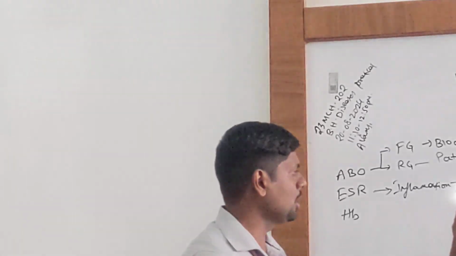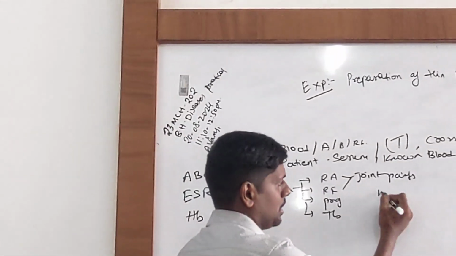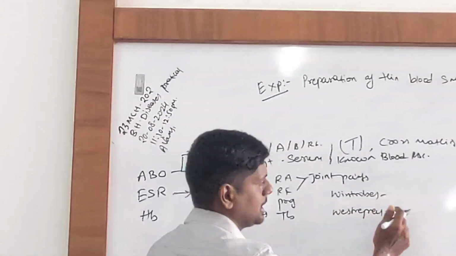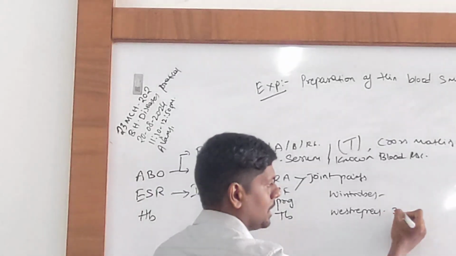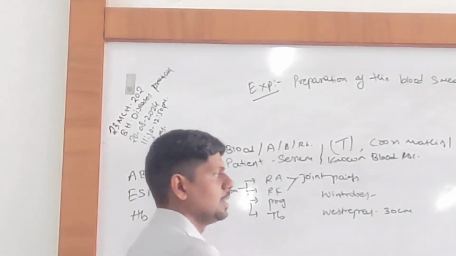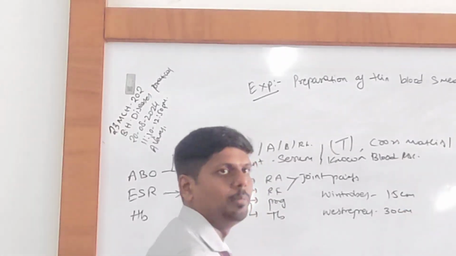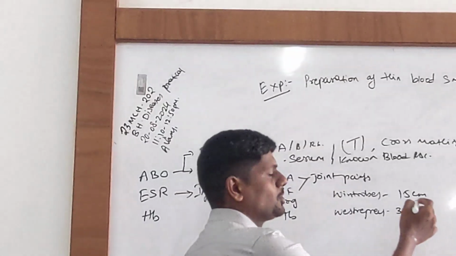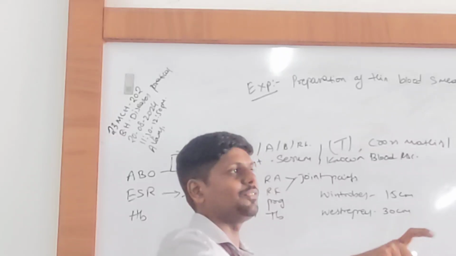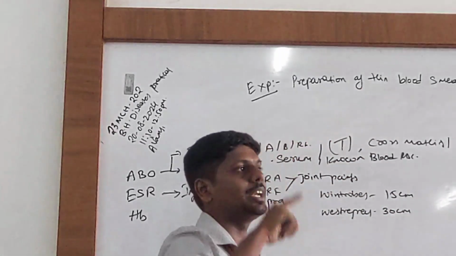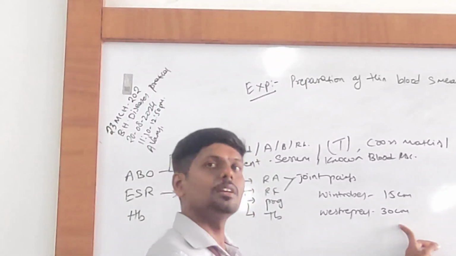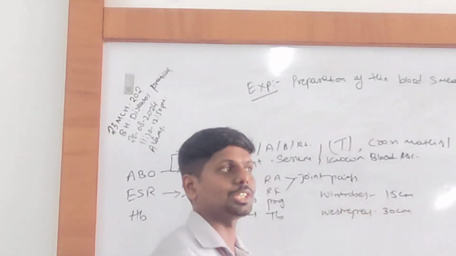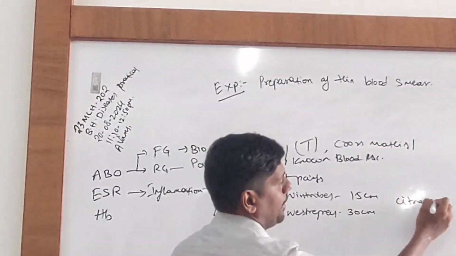That is ESR. Methods of ESR: Wintrobe and Westergren method. Very good. What is the length of the Westergren tube? 30 centimeters. Length of Wintrobe? 15 centimeters, but the graduation will be 0 to 11. If you see the glass tube, the size is 15 centimeters, but the graduations will be 0 to 11. Anyway. Then next one, what anticoagulant are we using for ESR studies? Very good. These are some important points.